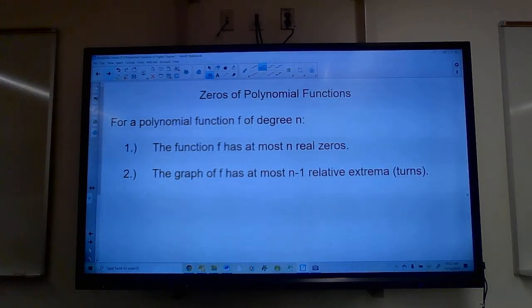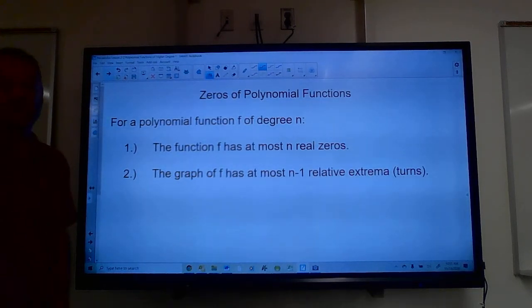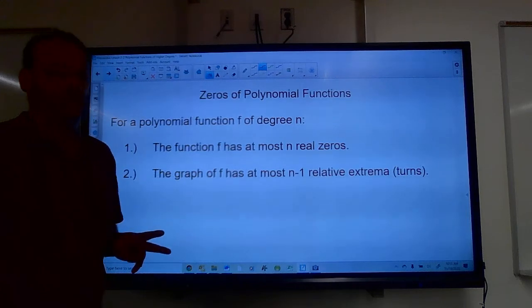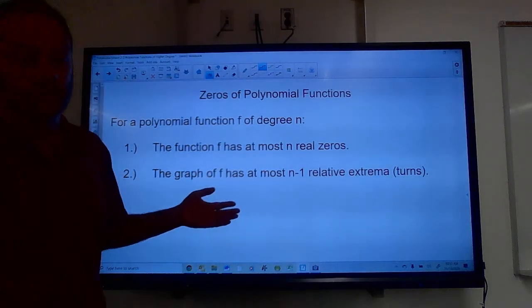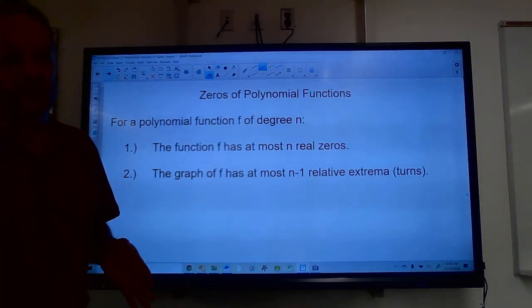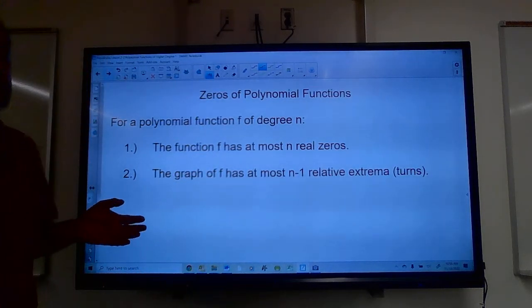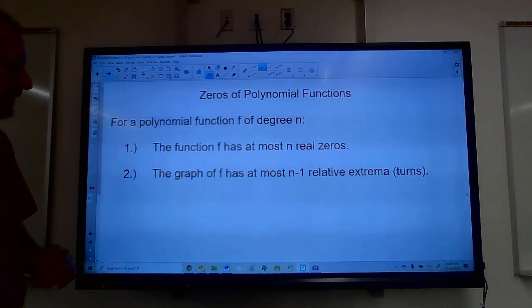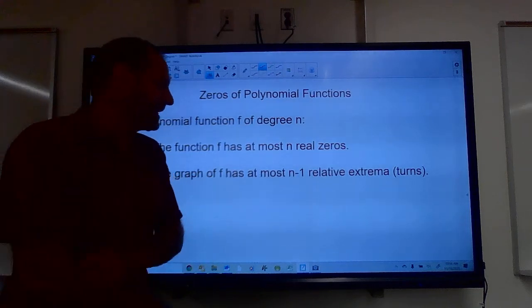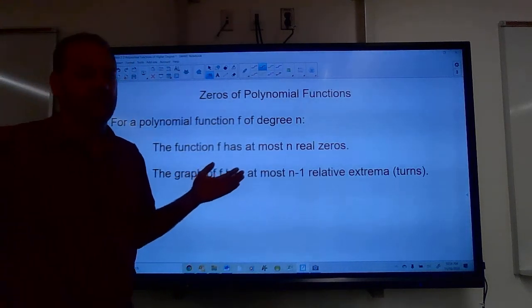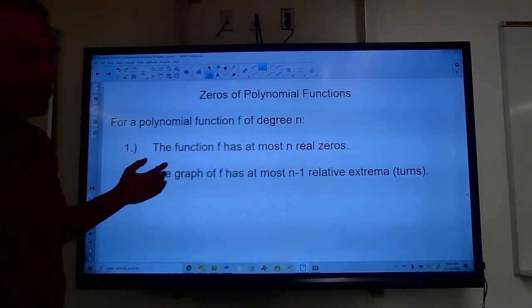So if a polynomial function is of degree n, the function f has at most n real zeros. So if it's an x squared and you find 2 zeros, that's it. There aren't any more. If it's an x to the fourth, if you find 4, you know there aren't any more. Now, there may not be 4. There may only be 2, or there may be 1, or there may be none. The graph of f also has at most n minus 1 turns. So if it's degree n, it can have up to n minus 1 turns.